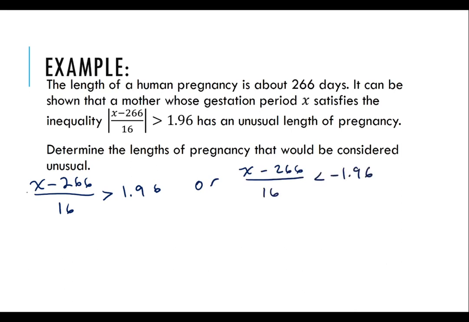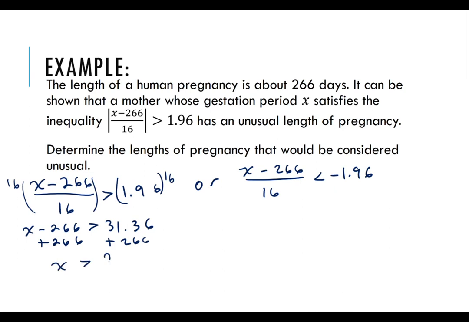Solve these independently. Multiply both sides by 16. x minus 266 is greater than 31.36. Then add 266, add 266. x is then greater than 297.36.